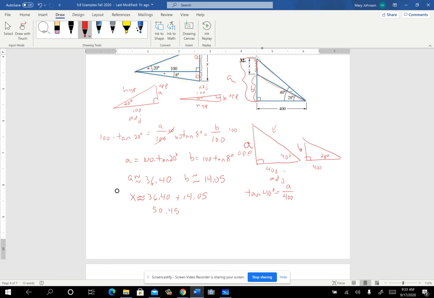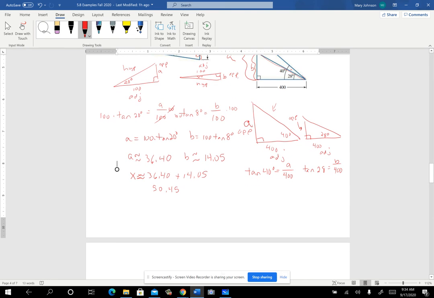Over here, it's tangent. There's no reason why everything has to be tangent. It just happens to be on these. Okay, this would be tangent of 28 equals B over 400. So you'll multiply both sides by 400, and you'll wind up having to do 400 tangent of 40 to get A, and then 400 times tangent of 28 degrees to get B. Okay, so let's get each of those.